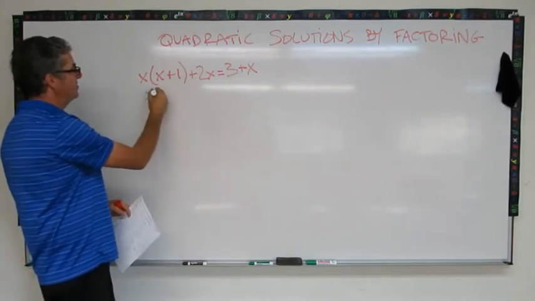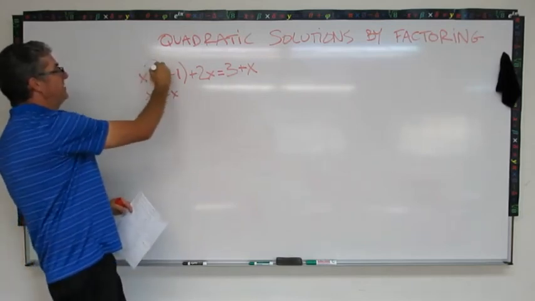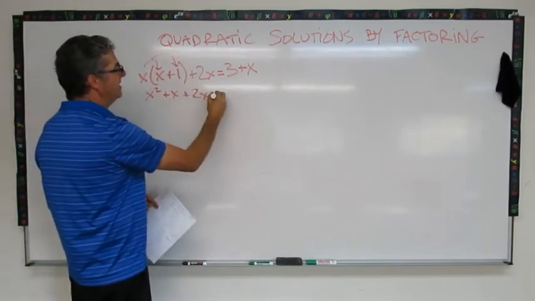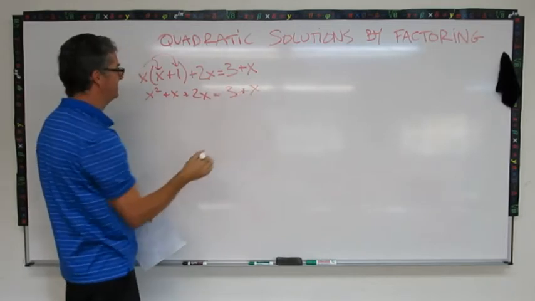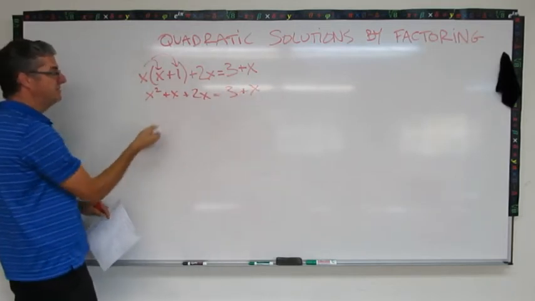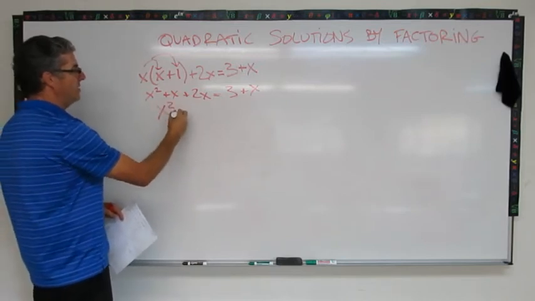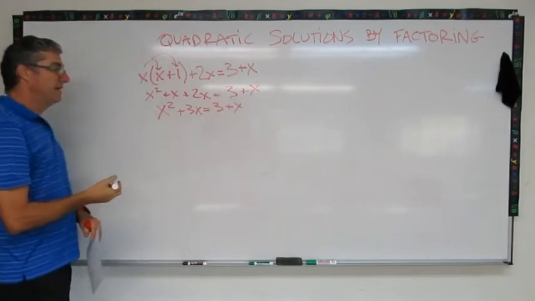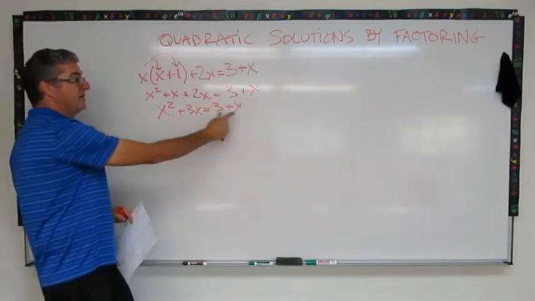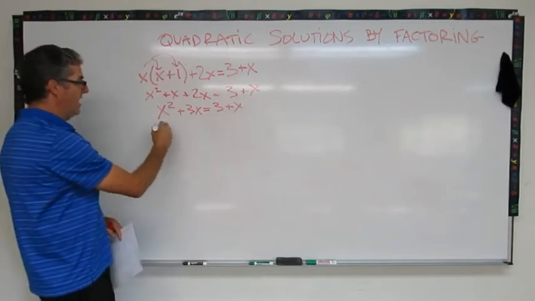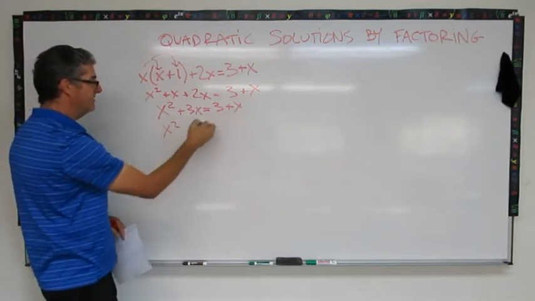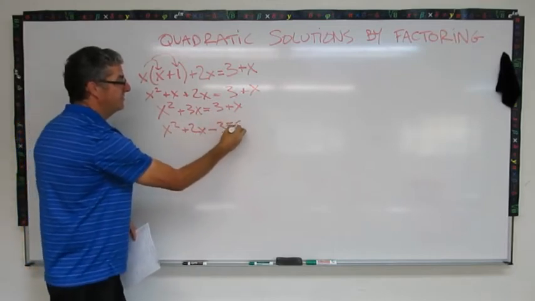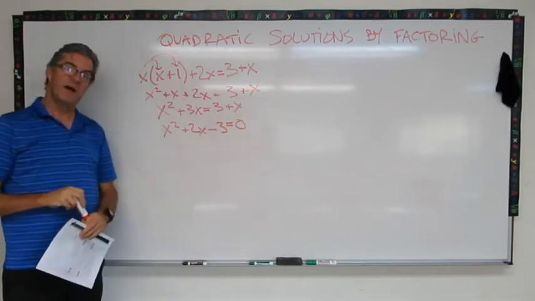I'm going to get x squared plus x. That's doing my distributive property on these parentheses. And then I have a plus 2x equals 3 plus x. Now I have like terms, so let's just do another step here. X squared plus 3x equals 3 plus x. Now I need to subtract both of these to move them over, set this side equal to 0. So I'm going to get x squared, 3x minus x is going to be plus 2x, and then minus 3 equals 0.